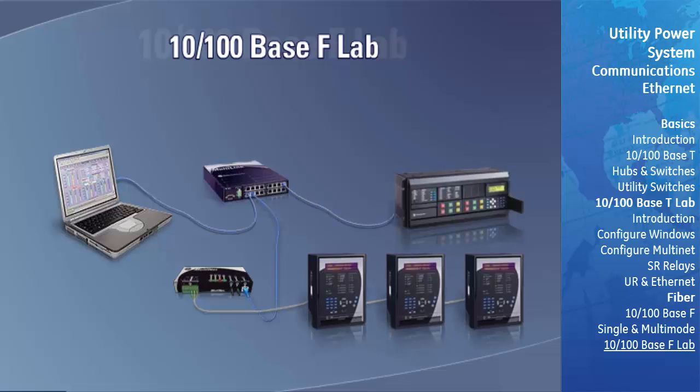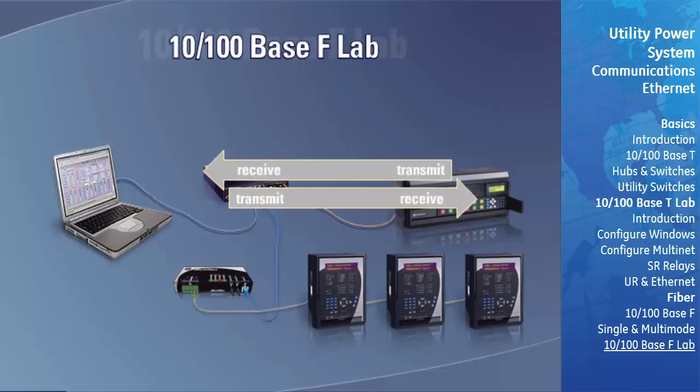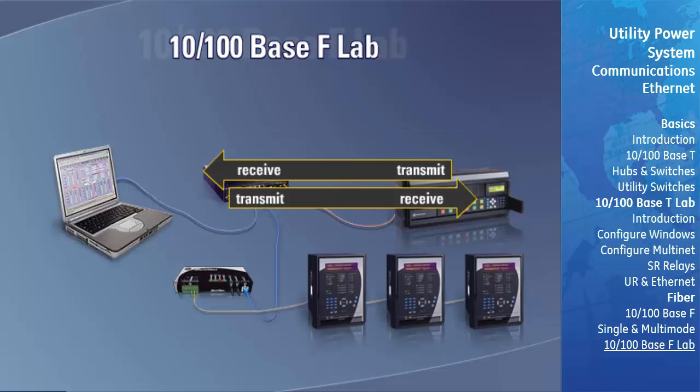Now we will switch the UR on our Ethernet LAN to a fiber communication link. It is desirable to use a fiber optic link whenever possible due to its immunity to electromagnetic interference. To convert the existing 10-base-T connection between the universal relay and the switch to a fiber optic link, the student need only replace the 10-base-T cable with an 820 nanometer multimode fiber optic cable. We will connect the fiber optic transmit port of the relay to the switch's receive port, and vice versa.